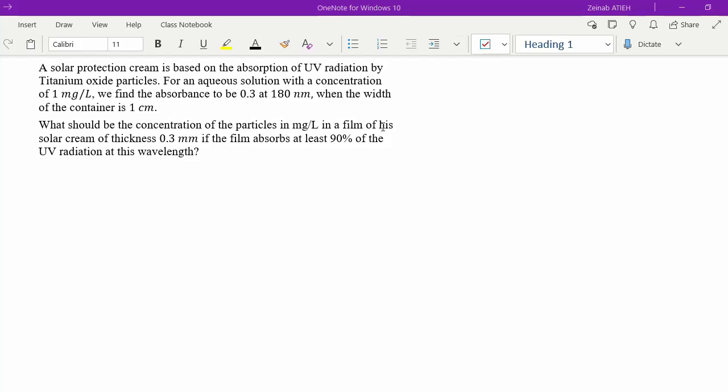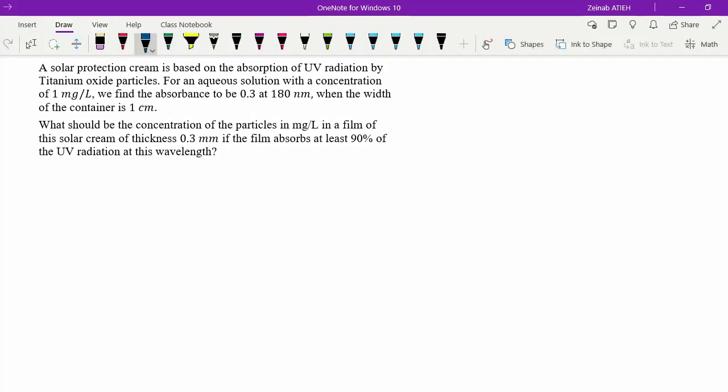this solar cream of thickness 0.3 mm if the film absorbs at least 90% of the ultraviolet radiation at this wavelength? Let's understand the problem. We have a solution of solar protection cream. This solution contains particles called titanium oxide particles. These particles are responsible for absorbing the ultraviolet radiation.